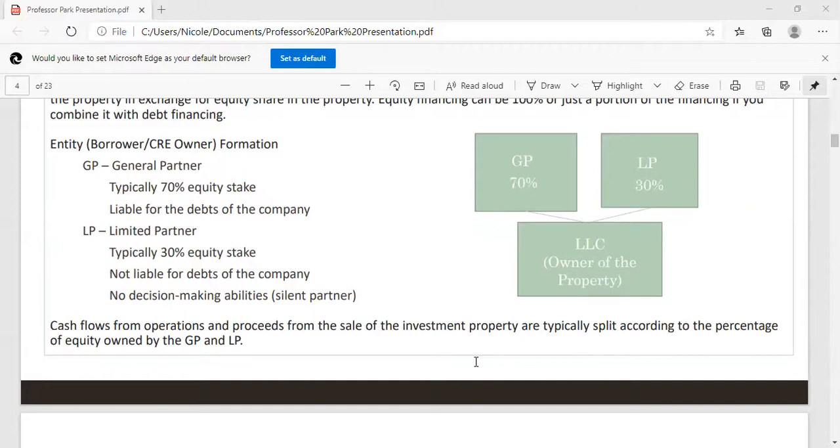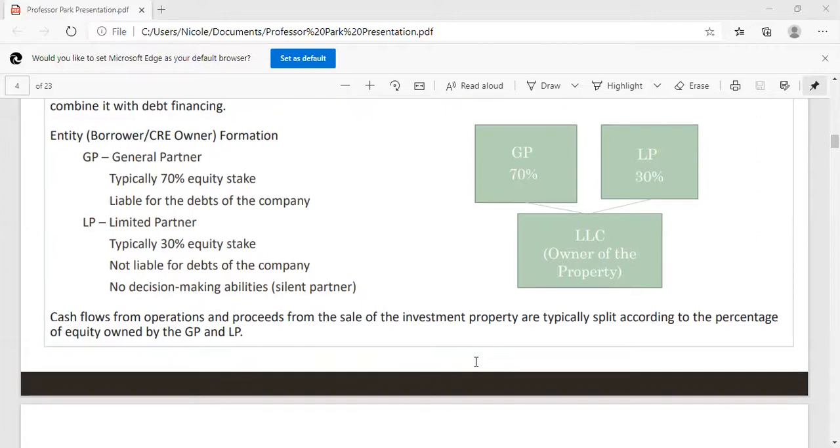Typically, the general partner has a 70% stake of the equity portion, and they are liable for the debts of the company. And then there's a limited partner that will take a smaller portion of the equity, but they're not liable for any of the debts. So the banks can't come after them for anything in the case of a default, but they have no decision-making abilities. So they're called the silent partner.